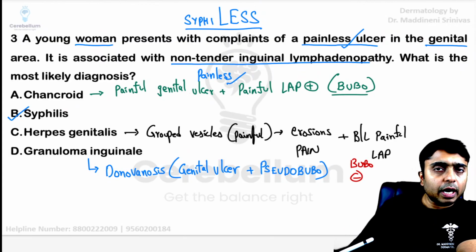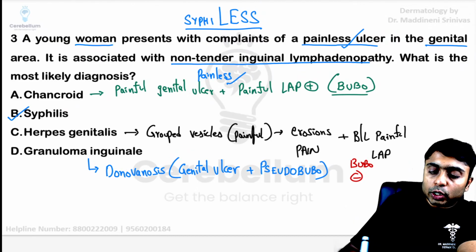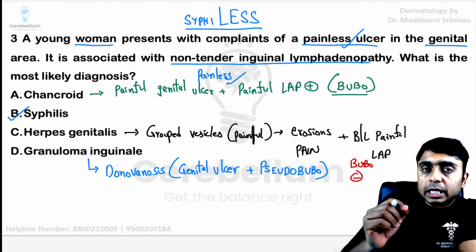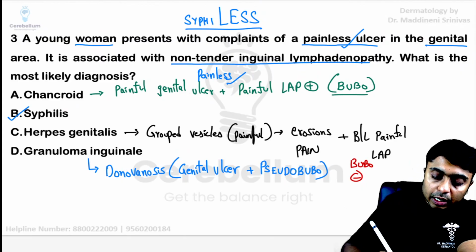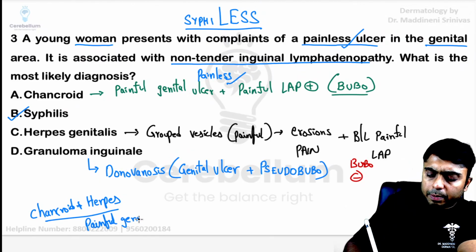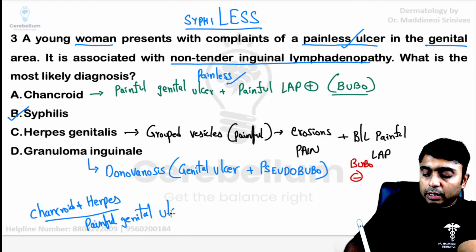So I hope you can now easily diagnose these conditions. And if you look, the two genital ulcer diseases which are painful are chancroid and herpes. So both of these are going to produce painful genital ulcers. Very, very important. Painful genital ulcers.